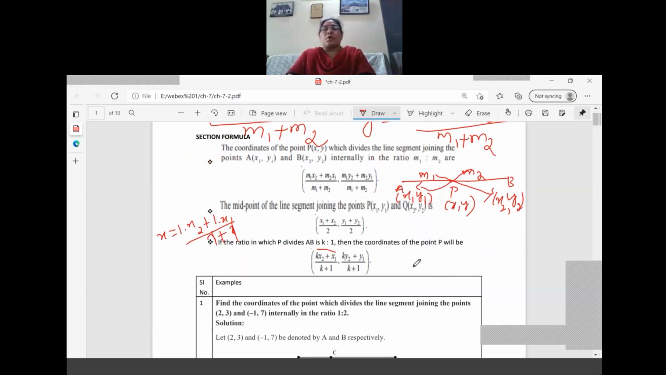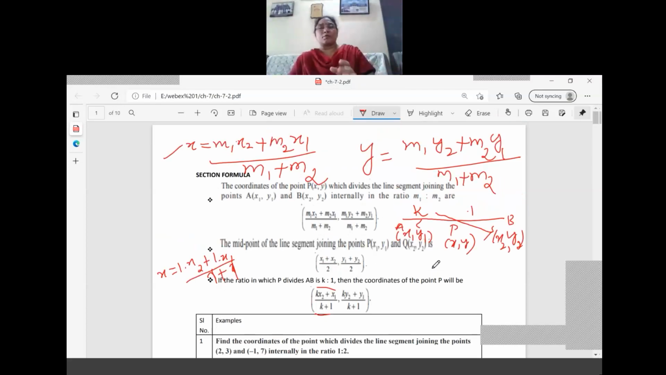Then the coordinates of the point are: k into x2. That means instead of m1, we write k, and instead of m2, we write 1. The same rule, but the ratio changes to k and 1. So the point is (k x2 + 1 x1)/(k + 1), (k y2 + y1)/(k + 1). I hope you have learned the formula thoroughly.